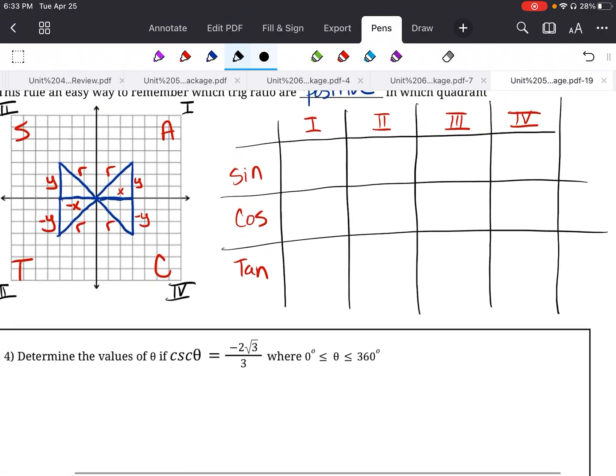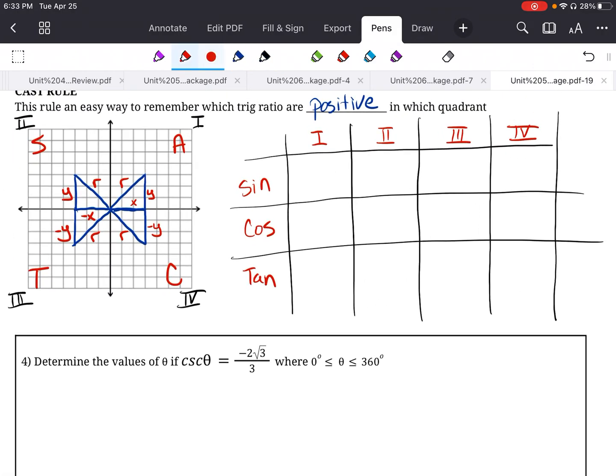Okay, so we're going to have the ratios for each of them. So in sine, we know it as, again, opposite over hypotenuse, but when we're using the letters x, y, and r, it is y over r. Cos is adjacent over hypotenuse, or x over r, and tan is opposite over adjacent, so y over x. So you can see here in quadrant 1, everything is positive.